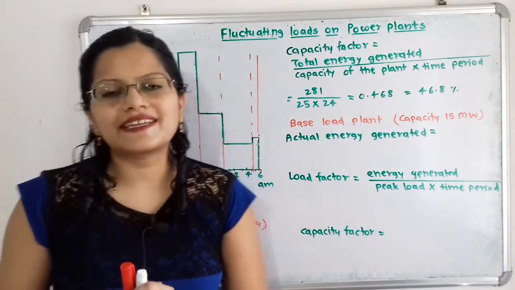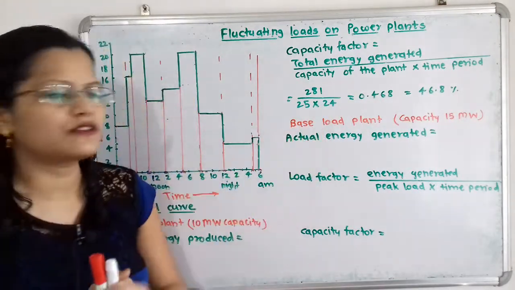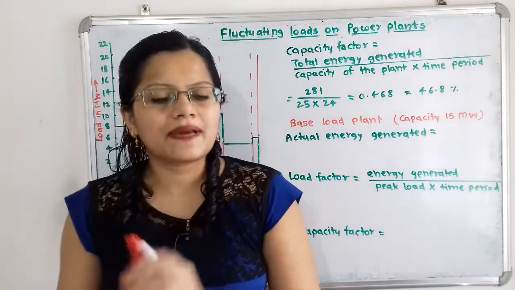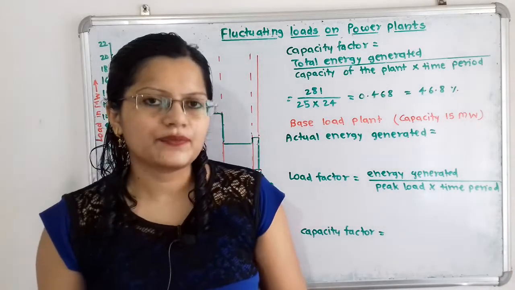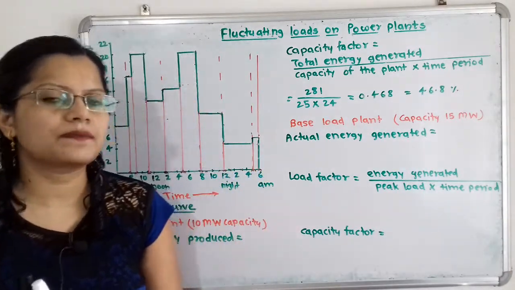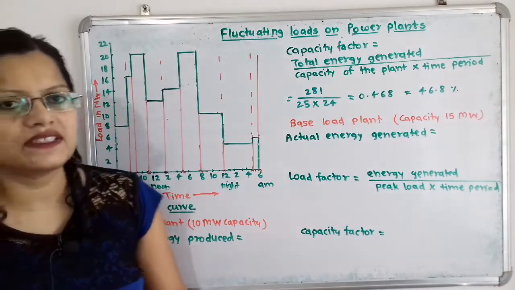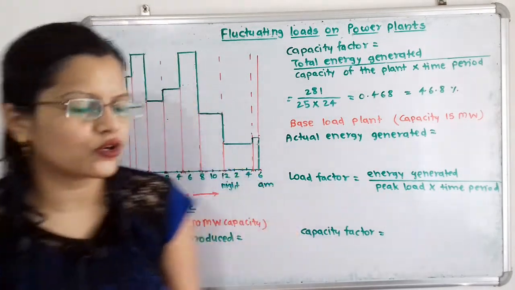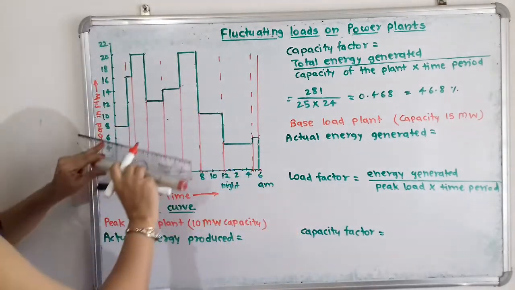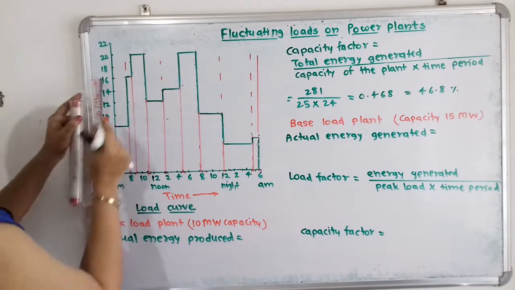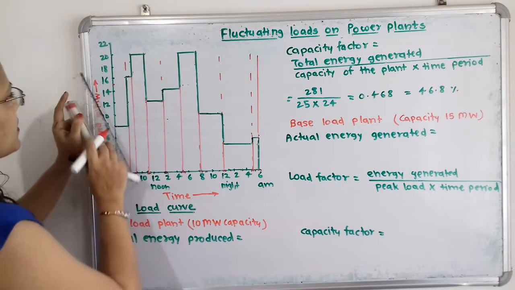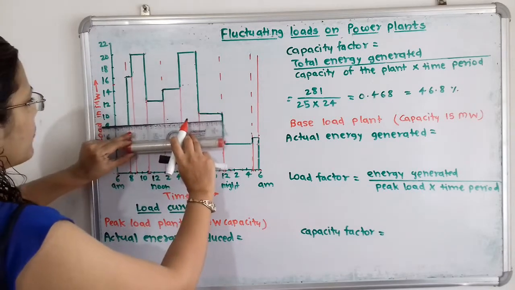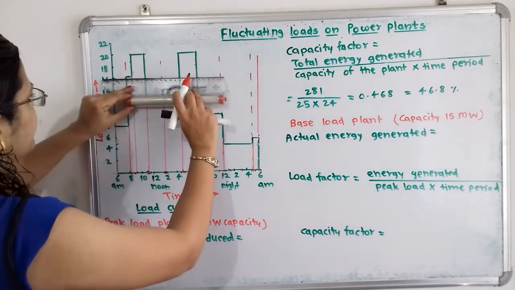Now we will move to the next question, that is for the base load plant. Now for this base load plant, capacity is given 15 megawatt. So we will show this 15 megawatt capacity for this plant in the load curve. So here, in between 14 and 16, we have to select one middle point, and for this middle point I will draw one horizontal line.